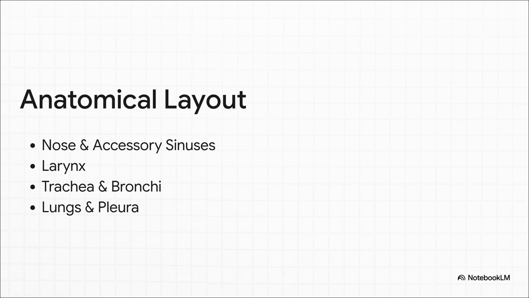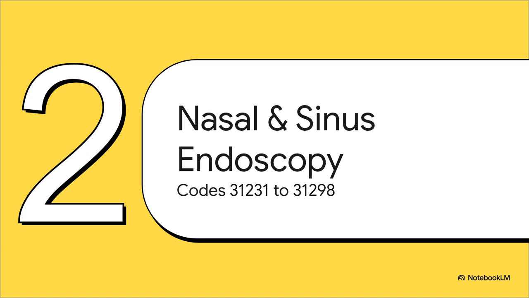You start at the nose and accessory sinuses, move down to the larynx, into the trachea and bronchi, and finally reach the lungs and pleura. Getting this top-down flow locked into your brain is a massive time saver when you're furiously flipping through your book on exam day.